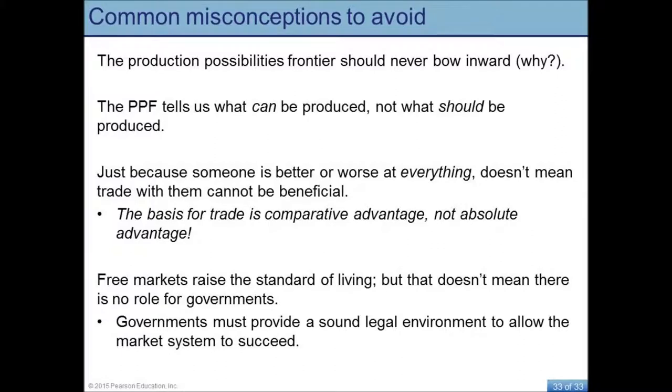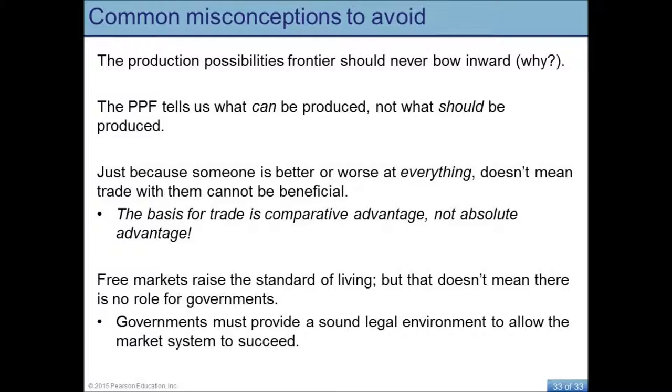Lastly, on slide 33, we see that there are some common misconceptions to avoid. Number one, the production possibility frontier should never grow inward. Why? Well, that would be inefficient, right? We're not going to be going inwards along either our linear line or bowed line, because that's inefficient. We need it to expand outwards. The production possibility frontier usually expands outwards to the most that the resources allow, not inwards where we're engaging in inefficient operations. Number 2, the production possibility frontier also tells us what can be produced, not what should be produced. That is a positive tool rather than a normative tool.